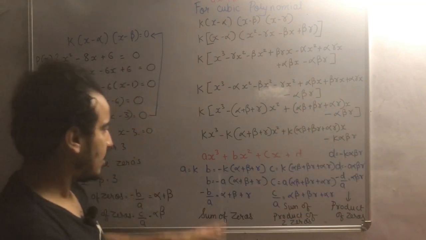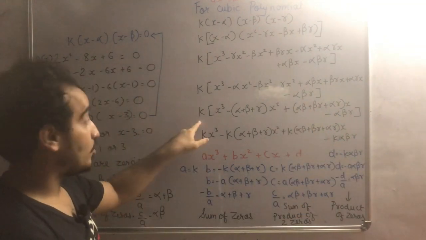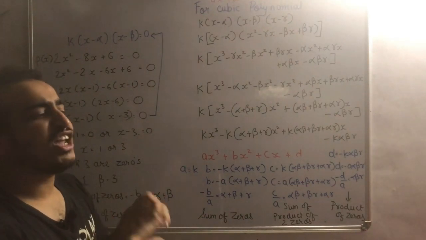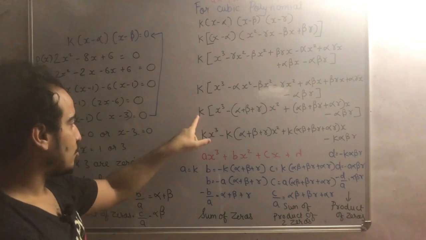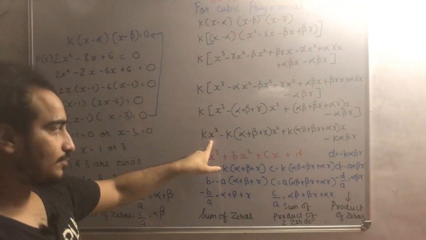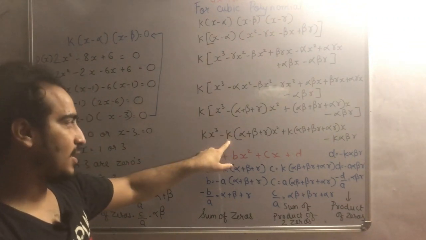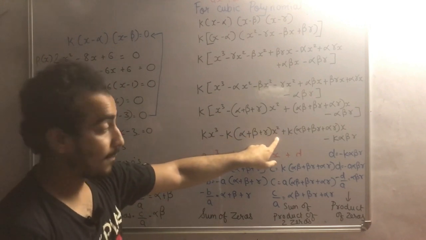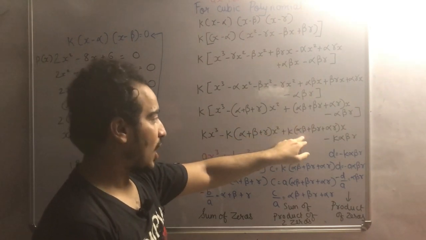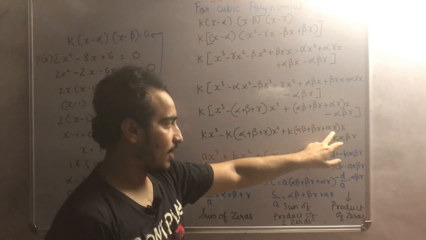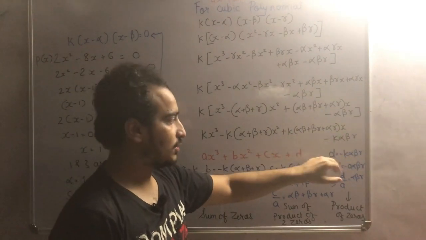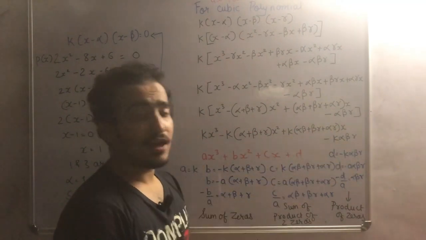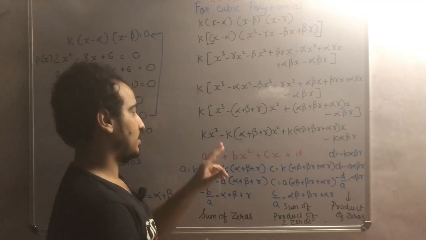Okay, so now the brackets will open and k will come and say I will multiply with each of you all. Okay, so k into x cube, kx cube, k into this, k will be here into bracket alpha plus beta plus gamma into x square. Now k into alpha beta plus beta gamma plus alpha gamma, x is outside the bracket as common, and minus k will multiply with this, k alpha beta gamma. K has multiplied with each and every term in the bracket.